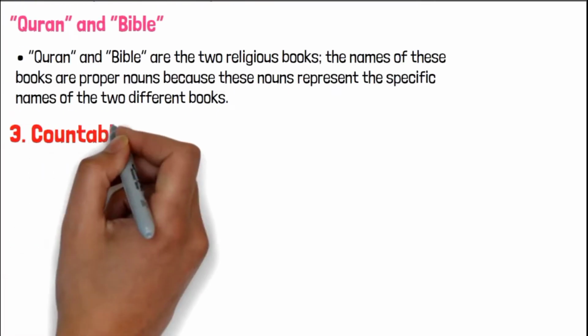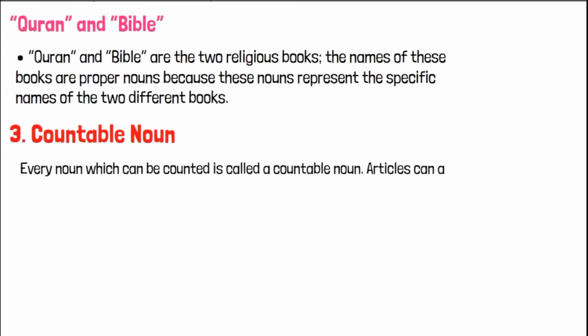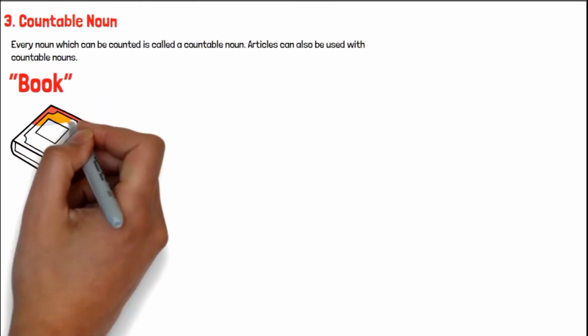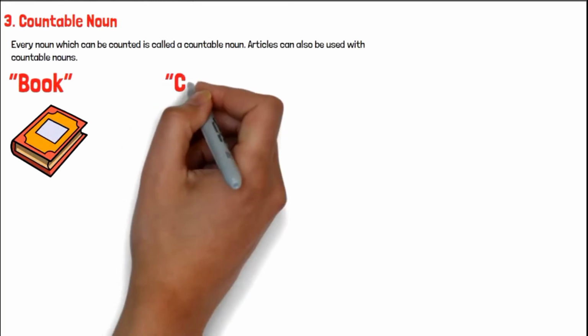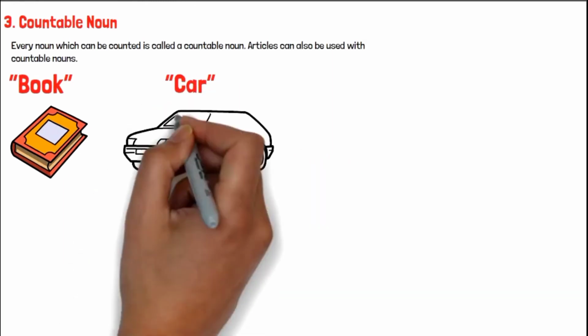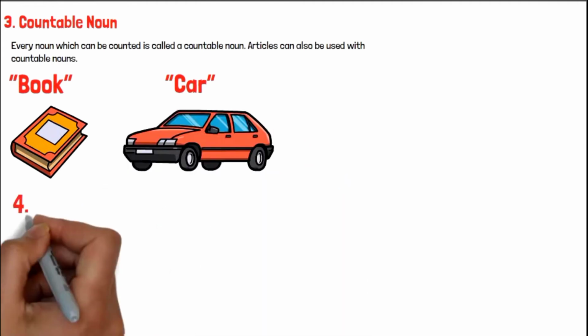Countable noun. Every noun which can be counted is called a countable noun. Articles can also be used with countable nouns. Book is a countable noun. There may be one book or thousands of books. We can count them. Car is also a countable noun, such as 1 car, 1,000 cars, million cars, etc.